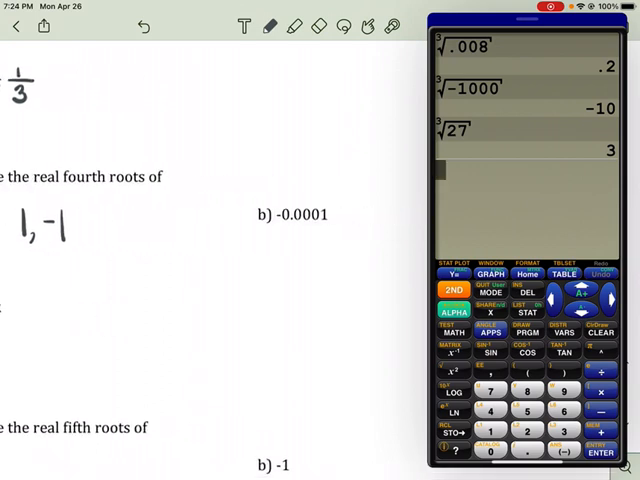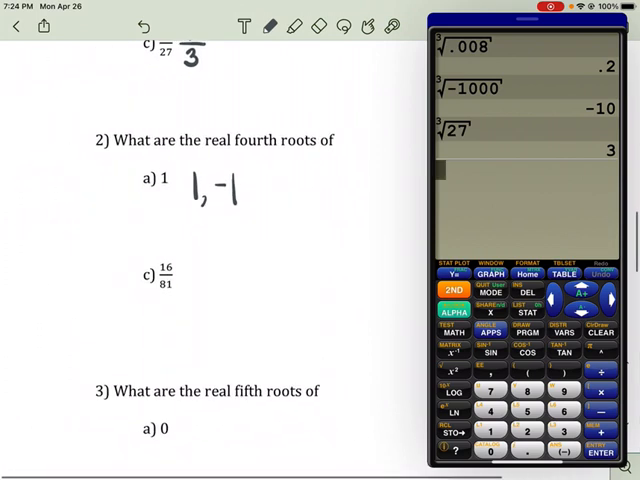Negative 0.0. The minute I see negative, there's no solution, because you're doing a fourth root, which is an even root, and you cannot take an even root of a negative number. Okay, fourth root of 16. Well, I don't know the fourth root of 16, so in our calculator you would put 4, math, x root, 16.